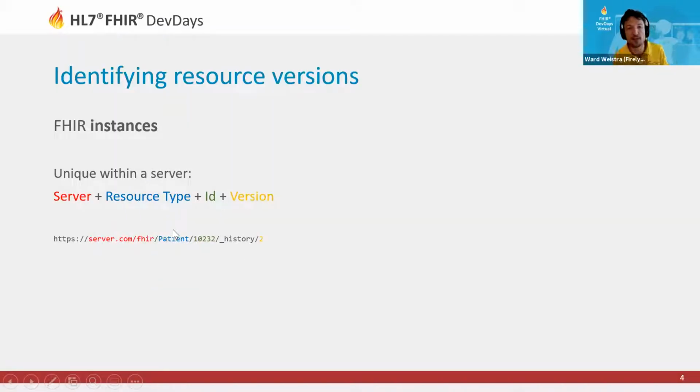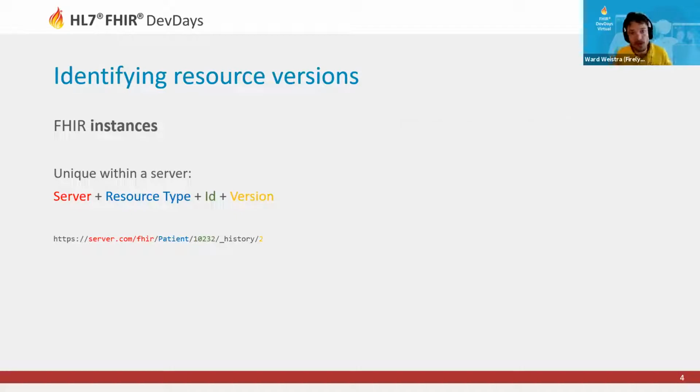This is a great way to identify a FHIR resource that is unique within your server. So the server URL is part of it, and with that, this is a unique resource. But if you would transfer this to a different server, it might have a different ID there. This works for FHIR instances, so this patient information.